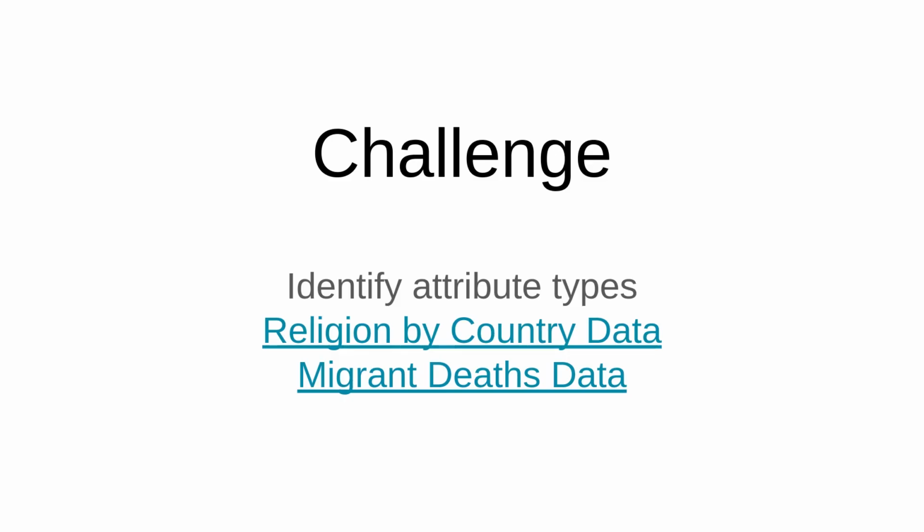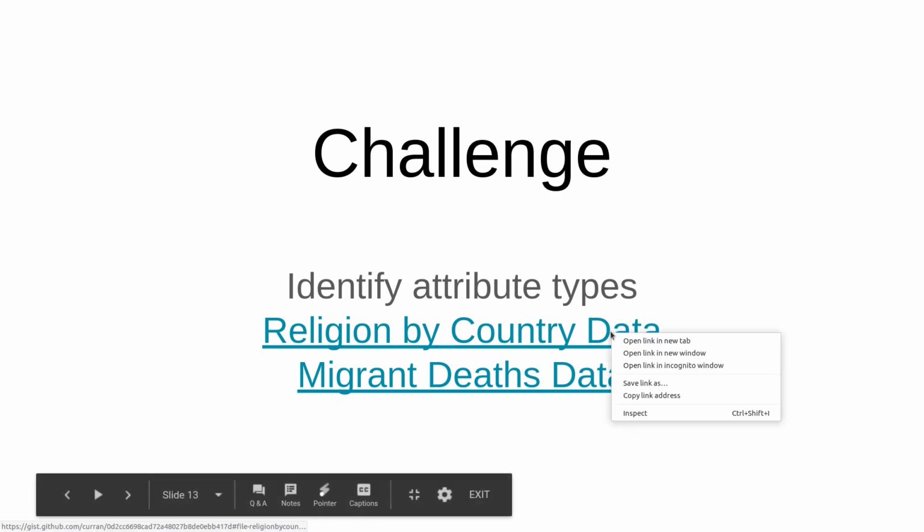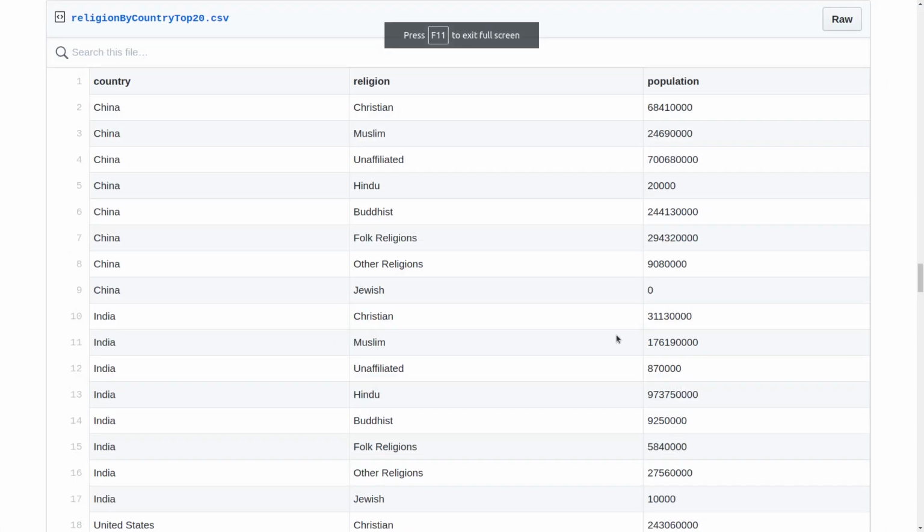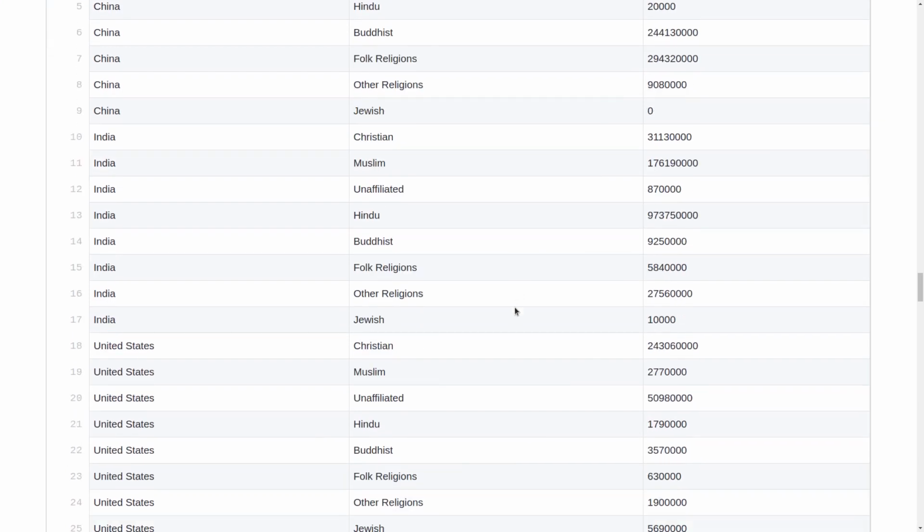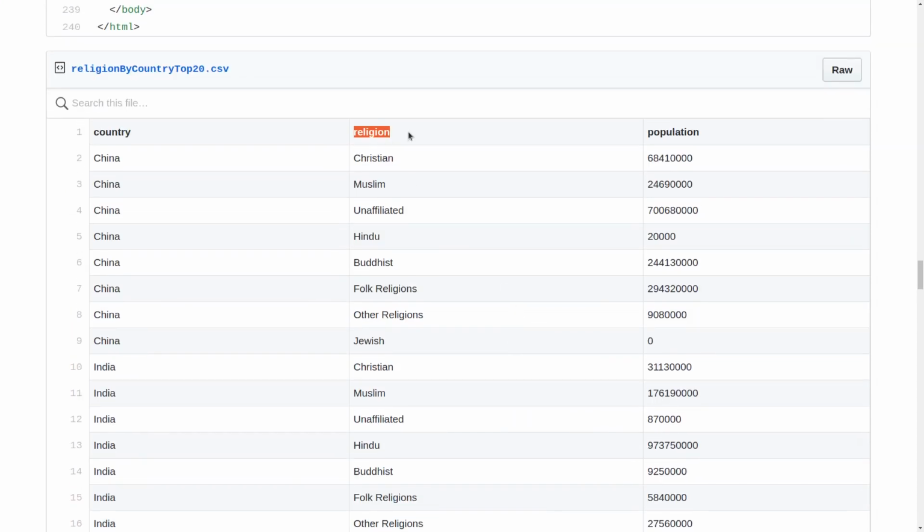So let's do a little challenge. Looking at this data set, let's go through and identify the types of attributes. So what type of attribute is country? Categorical, exactly. They have distinctly different values, you know, China, India, United States, that have no natural ordering between them. And what about religion? What type of attribute is that? Categorical, same thing. What about population? Quantitative, exactly. They're numbers, values.